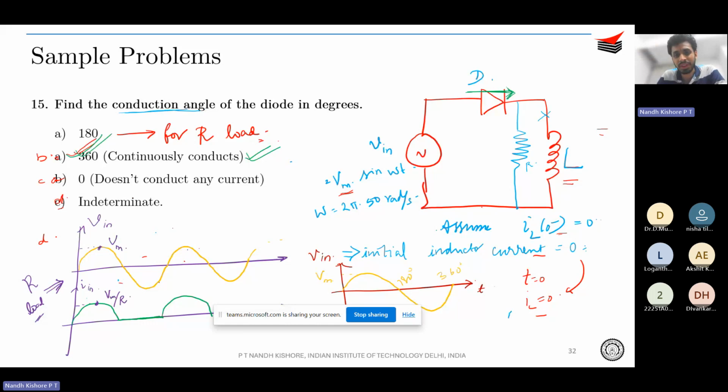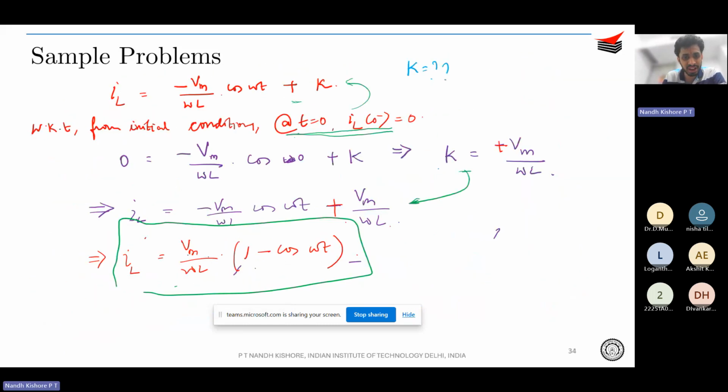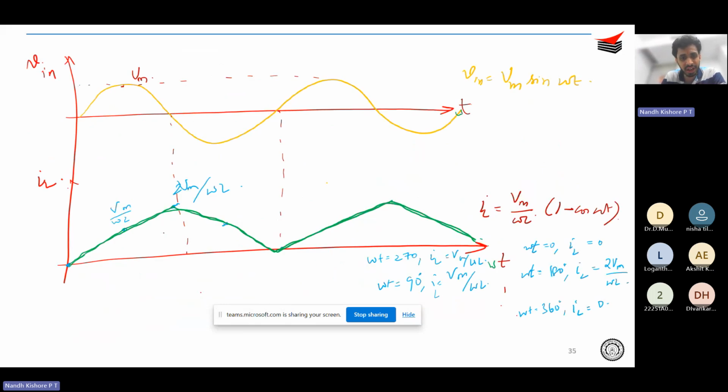Or intuitively, you can tell it's an inductive load. So a pure inductor always opposes change in current. It doesn't want the current to go to zero and stay at zero at all. So that is why you will see that during the positive half cycle, the inductor charges, and during the negative half cycle, it discharges. So this is the derivative part.